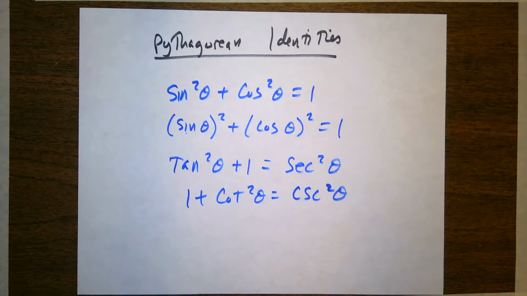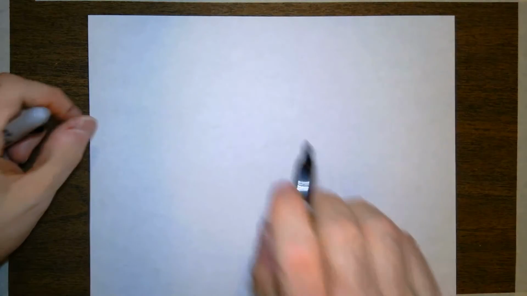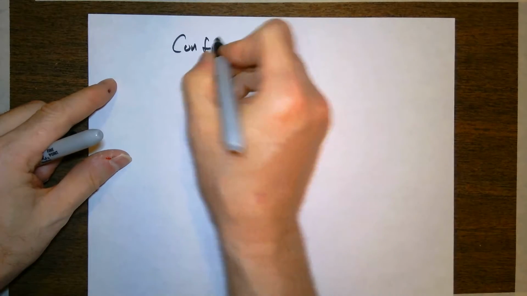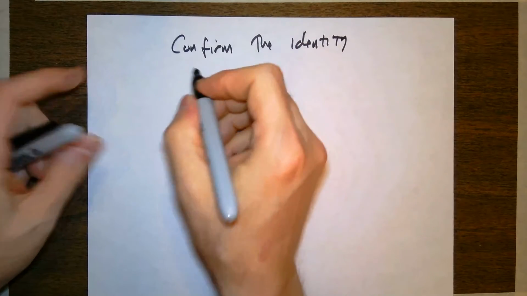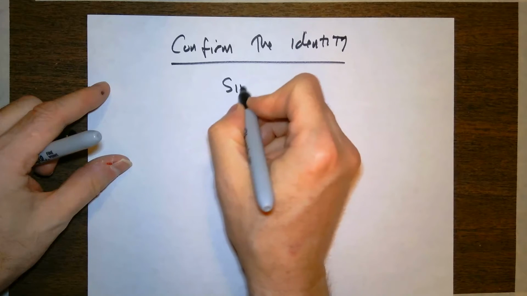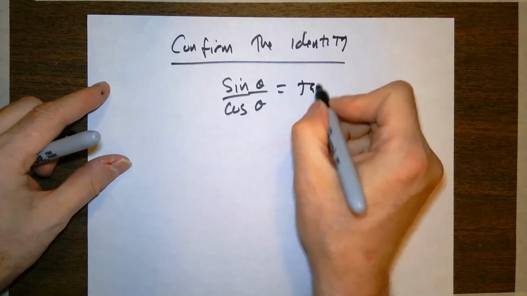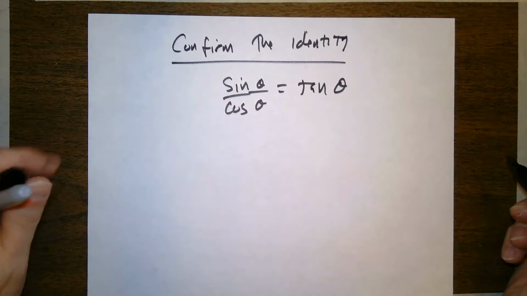Before we move on, I want to take a closer look at some of these, and I just want to go through the process of confirming an identity. Confirming identities are a skill that we'll see a lot in the next chapter, and it's really we're just trying to prove that something is true. So for example, if I wanted to confirm the identity that the sine over the cosine of any angle is really the same thing as the tangent of that angle. So I want to confirm this. I want to prove that that's true.